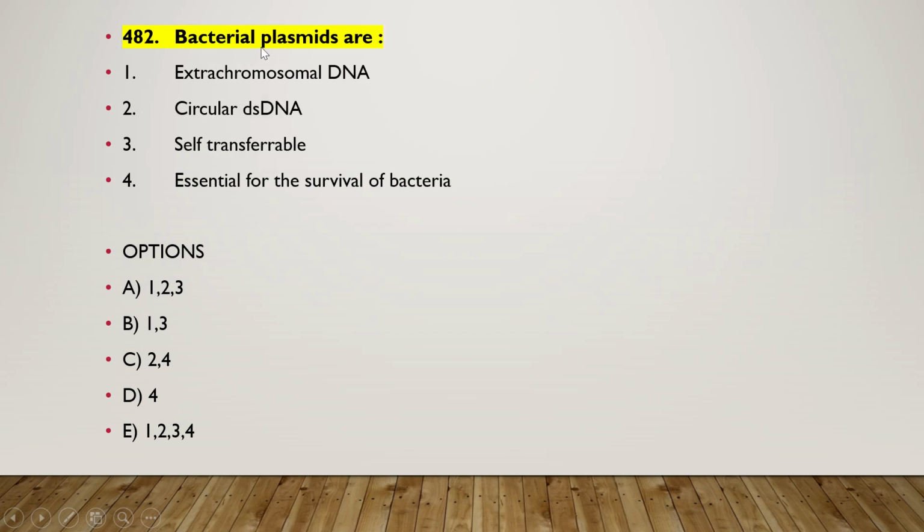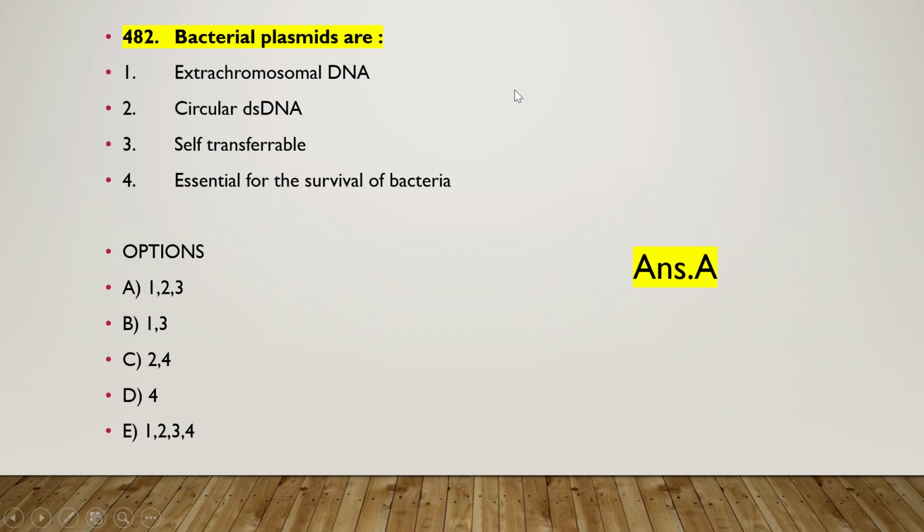So next one is, bacterial plasmids are extrachromosomal DNA, circular double-stranded DNA, self-transferable or essential for the survival of bacteria. So the right answer is option A. These first three options are correct. So bacterial plasmids are extrachromosomal DNA, circular double-stranded DNA, self-transferable element.